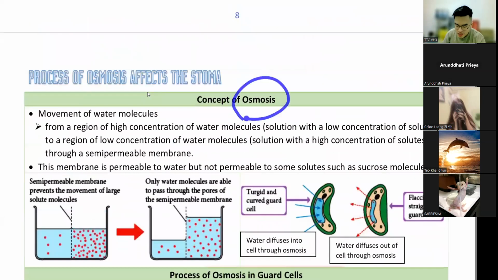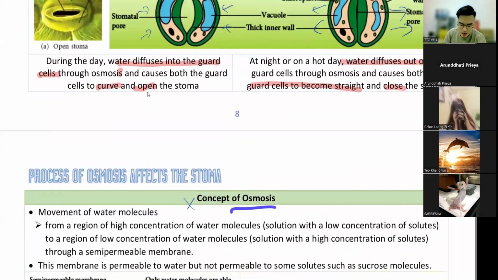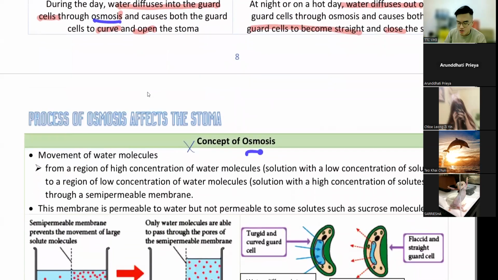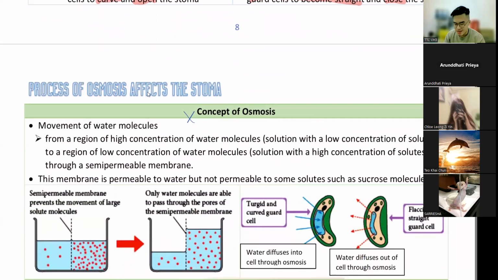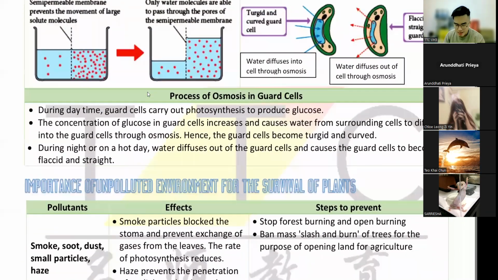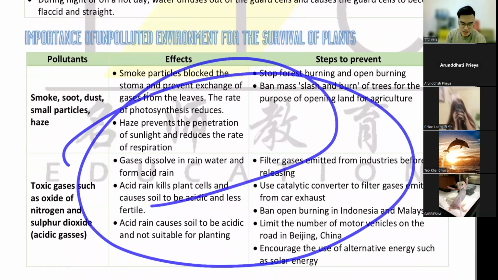Can you see the word osmosis? You don't need to care about this word because you will learn it in biology next time. When water diffuses, we have a special name for it. We call it osmosis. I'm sure you have seen this word on your mineral water bottle. It says reverse osmosis. That's the movement of water. That's how they purify the water. If you don't know, it's okay, it doesn't matter. The rest of it you read yourself. The pollution part is not important, this is not going to come out. Common sense.